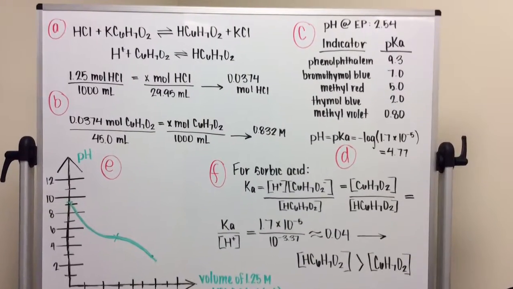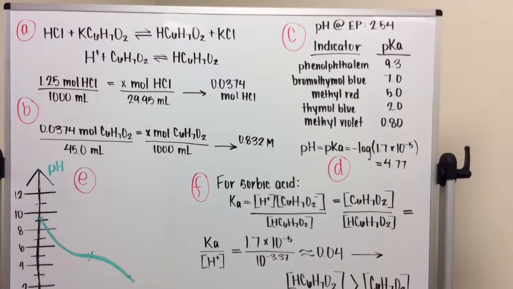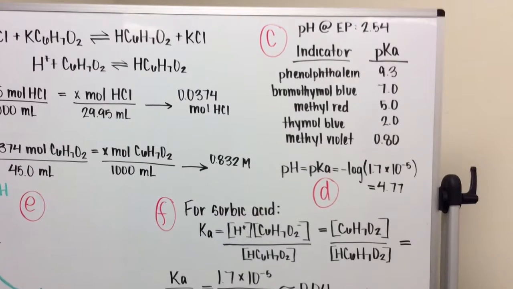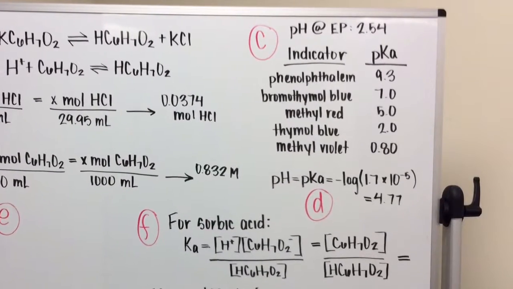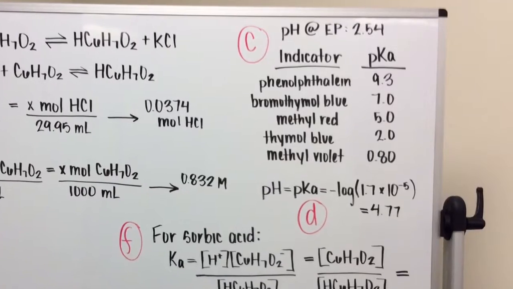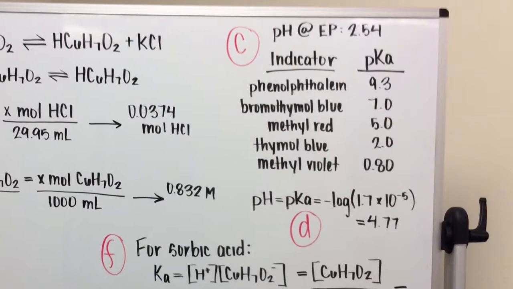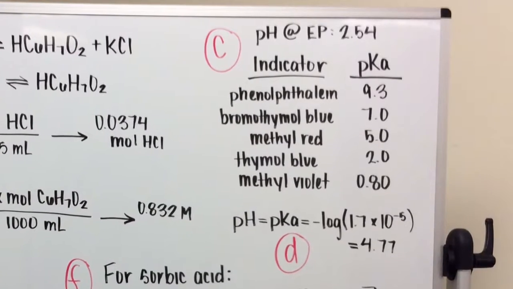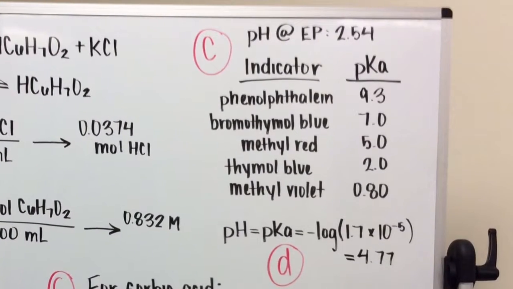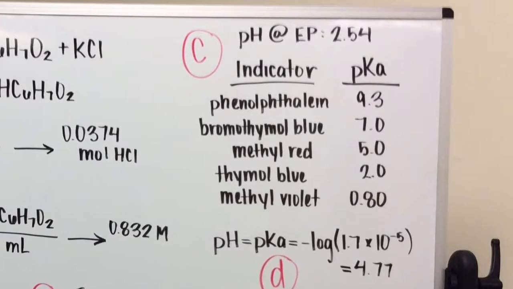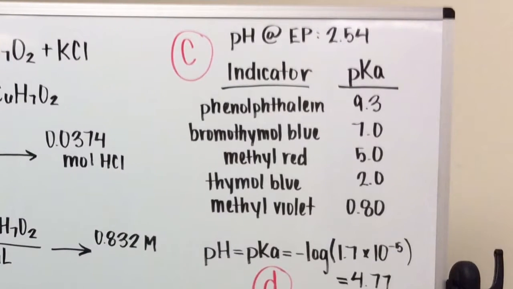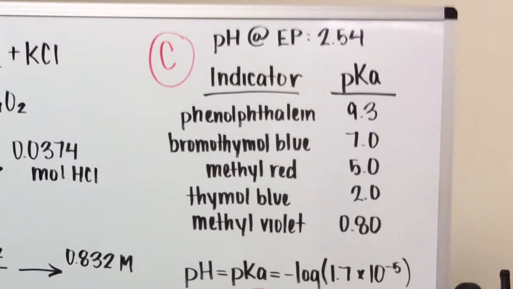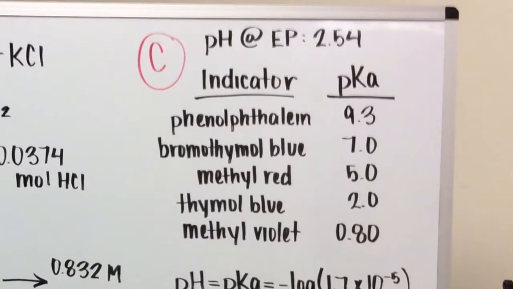For Part C, we are given the information that the pH at the equivalence point of the titration is measured to be 2.54. Our task for this part is to find which of the following indicators would be the best choice for determining the end point of the titration. From the chart written, we can see that thymol blue is the best choice for determining the end point of the titration. It has a pKa close to the pH at the equivalence point, so it will change color near the equivalence point.